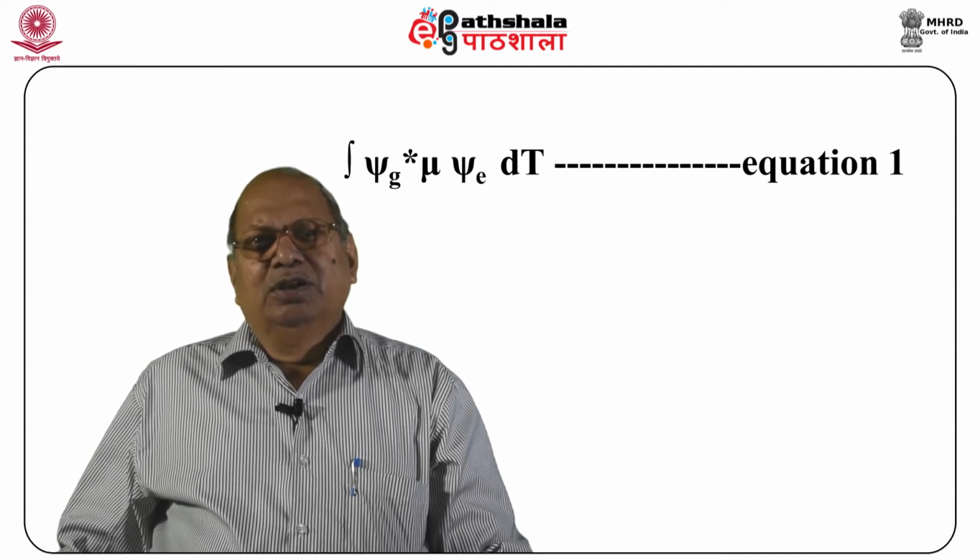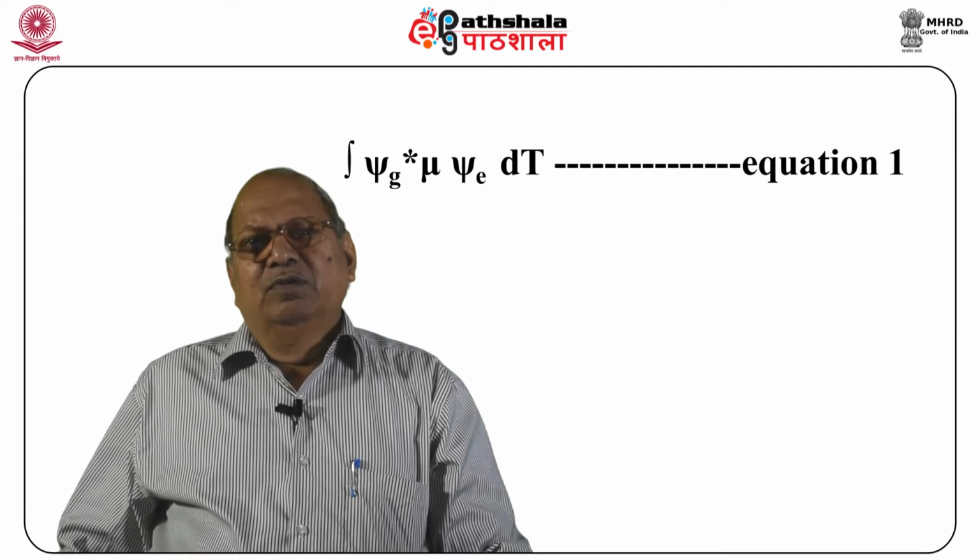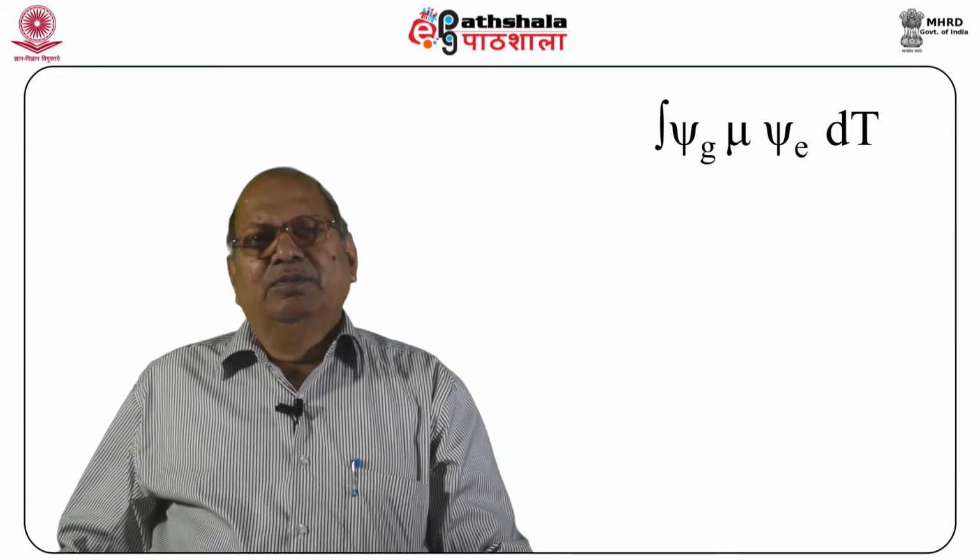The mu is the molecular dipole moment vector. The probability of such a transition from psi g, the ground vibrational state, to psi e, the first excited vibrational state, is directly proportional to the transition moment given by the integral of the type given in equation 1. Since the psi g ground state wave function is always real, we write psi g star as psi g, and equation 1 can be rewritten as integration psi g mu psi e dτ. Here dτ means integration is carried out over all variables of the wave function.